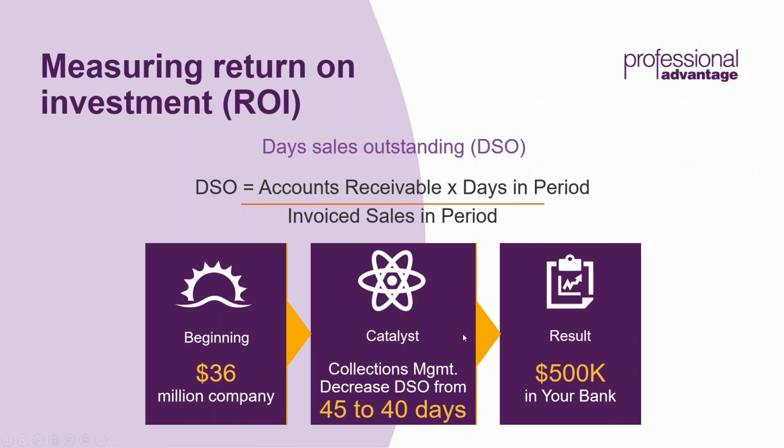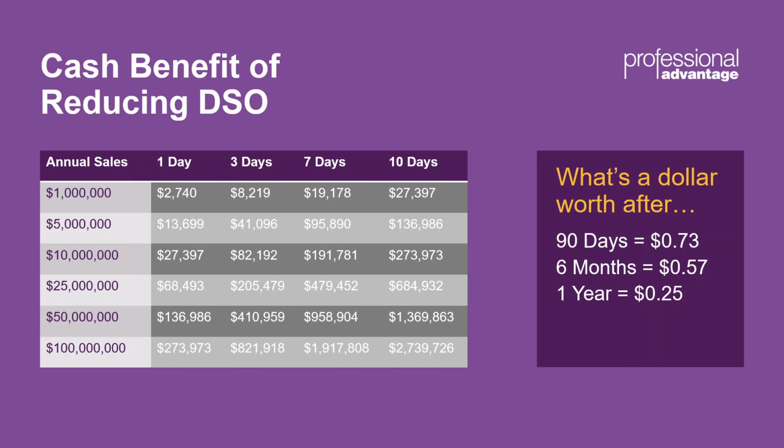So simply down by 5 days. That is going to result in another $500,000 inside of your bank account. And in the same light, here's a simple cash benefit analysis, which really just gives you a better idea of how much money you could collect by decreasing your DSO.